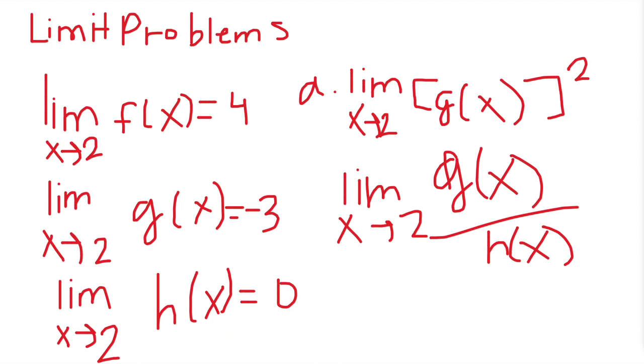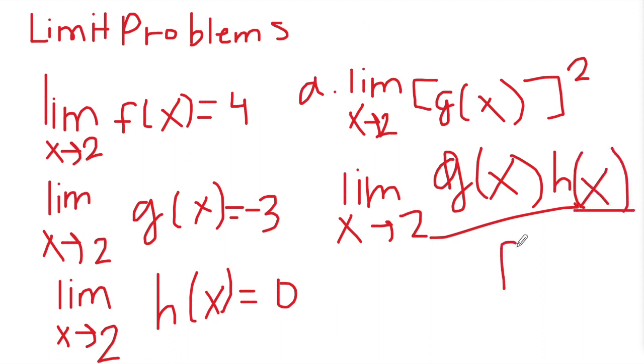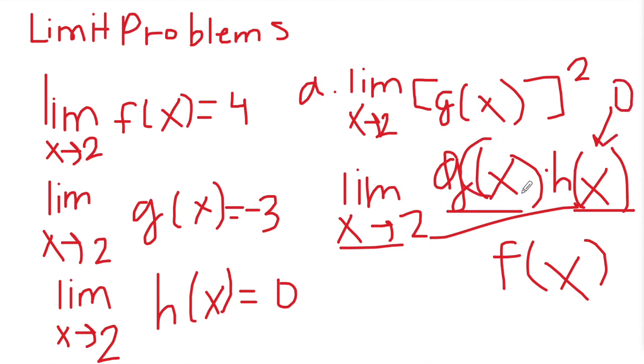Okay, and then our last problem is g of x times h of x, and then over f of x. And this one was actually pretty straightforward too, because if you think about it, it's basically the limit of g of x times the limit of h of x over the limit of f of x, right? And since h of x is 0, that means 0 times any number here would equal 0, so your final answer would have to be 0. Okay, so those are for these problems.